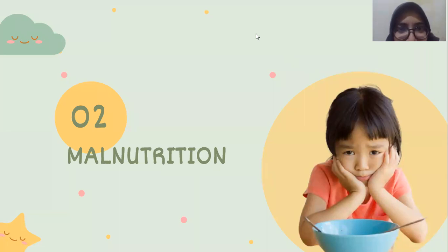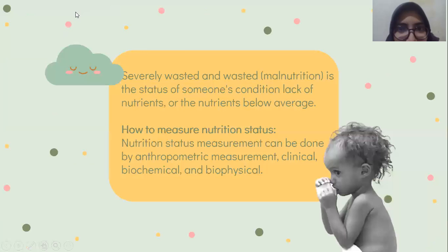And then we will talk about malnutrition. Severely wasted and wasted in malnutrition is the status of someone's condition, lack of nutrients, or nutrients below average. And how to measure nutrition status is through anthropometric, clinical, biochemical, and biophysical measurement.